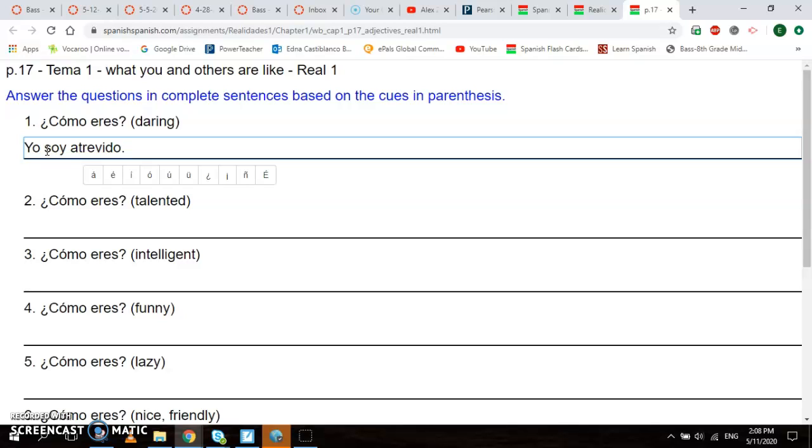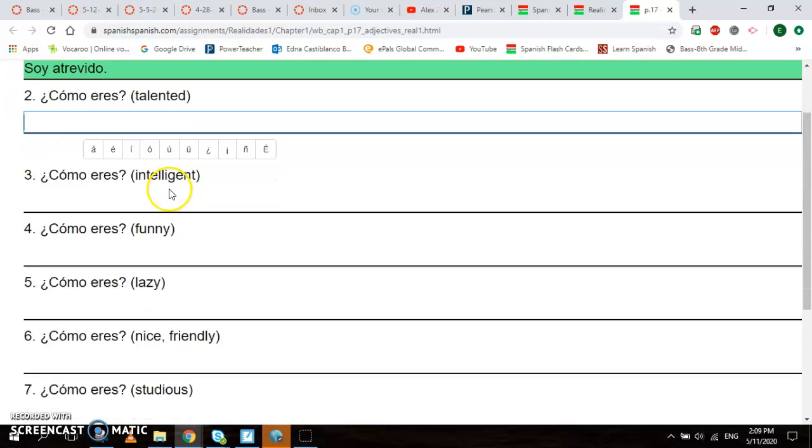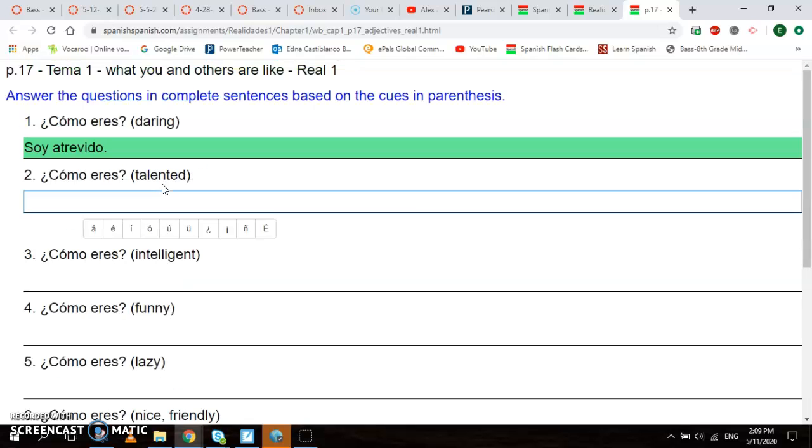¿Cómo eres? Okay, something's not working here. I put yo. Let's not put yo, but just only soy. Soy atrevido. ¿Cómo eres? So if they are asking you ¿cómo eres? You say soy and then whatever adjective they give you here. And okay, that's for that one. All of them are asking about you. So you say soy, soy, soy, soy, and just the adjective.